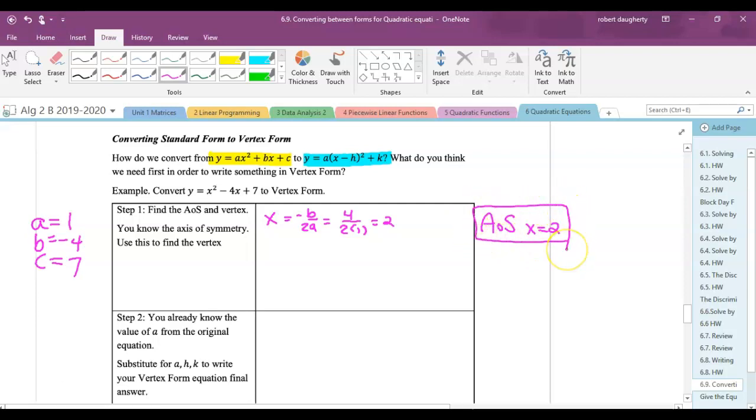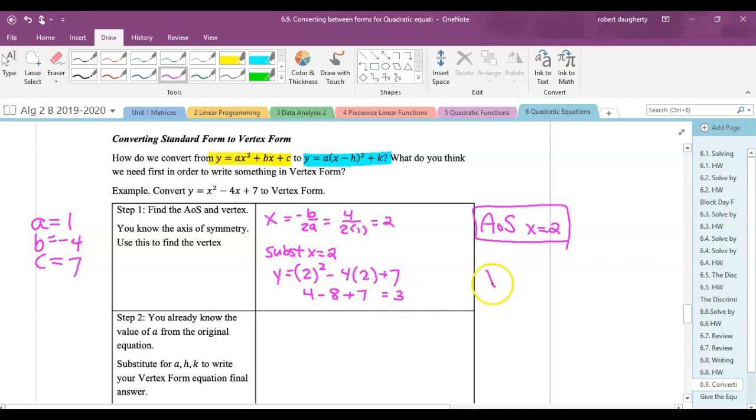The axis of symmetry does double duty. Besides being the axis of symmetry, it's also the what of the vertex? The x coordinate of the vertex. You know the x coordinate of the vertex. How do you find the y coordinate of the vertex? Okay, you plug that in. So let's substitute x equals 2, and I get y is equal to 2 squared minus 4 times 2 plus 7. So this is what? 4 minus 8 plus 7. What is that? -4 plus 7, which is 3.